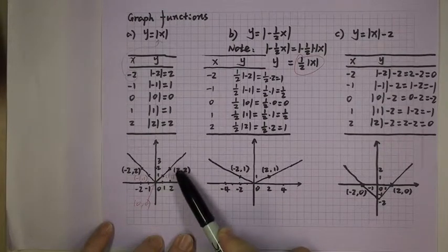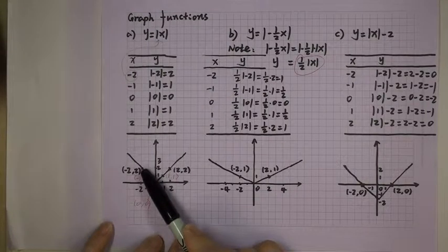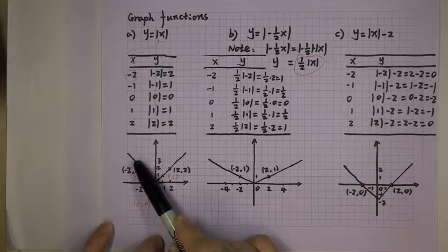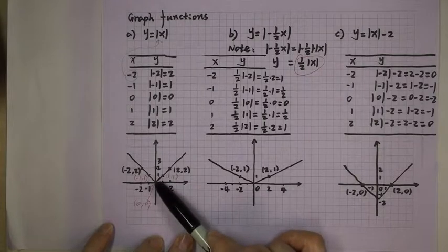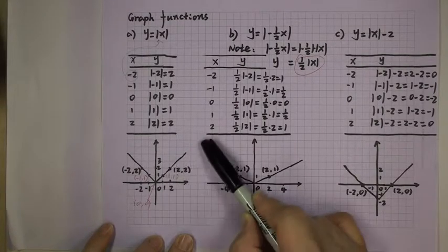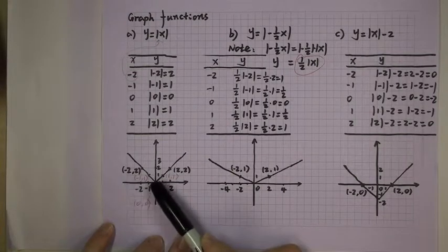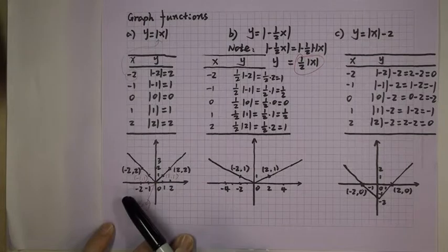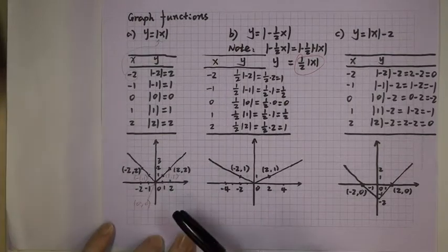1, 1, 2, 2, 3, 3, 4, 4. Negative 1, 1, negative 2, 2, negative 3, 3. So on the right hand side is a straight line going up, and on the left hand side is also a straight line going down like this.